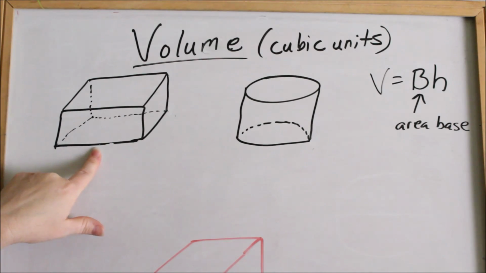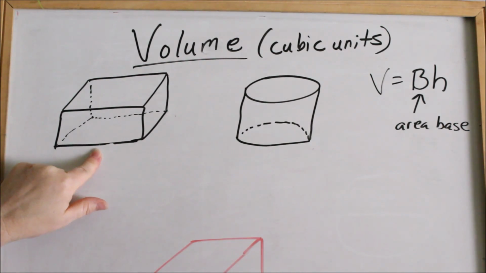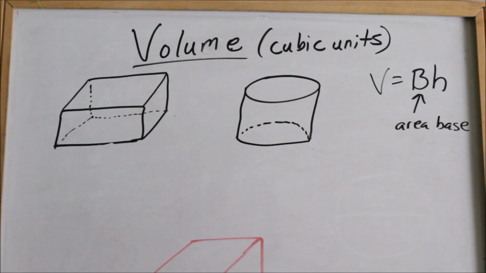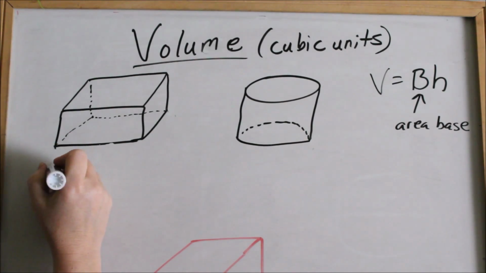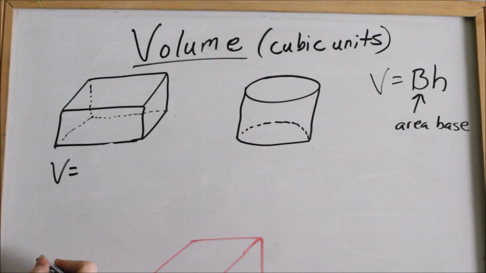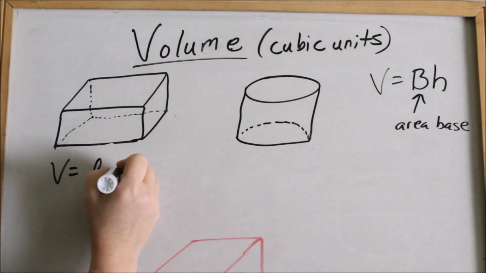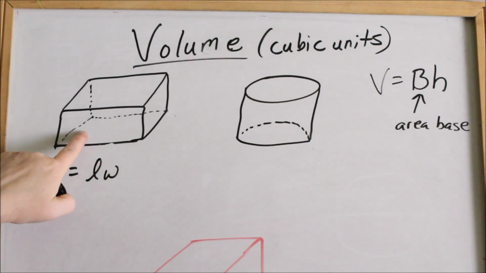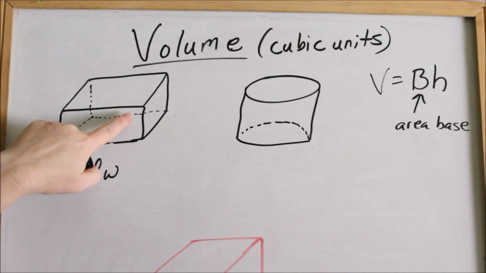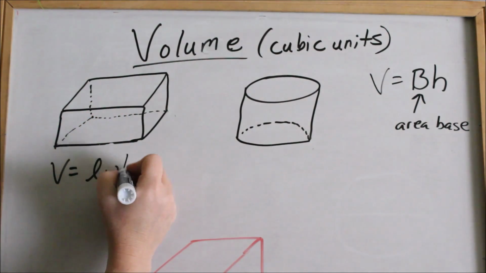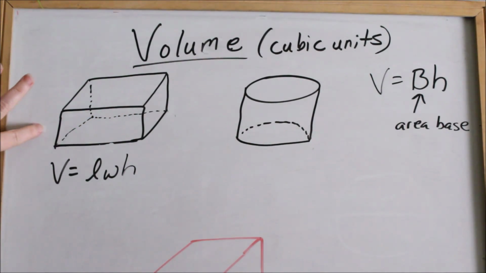Looking at this box, what shape is the base? It's a rectangle. So you take the area of the base. What's the area of a rectangle? Base times height, or we're going to say length times width. That's the area of that rectangle. Now multiply it by the height of this box. So the volume of a box or a cube is length times width times height.